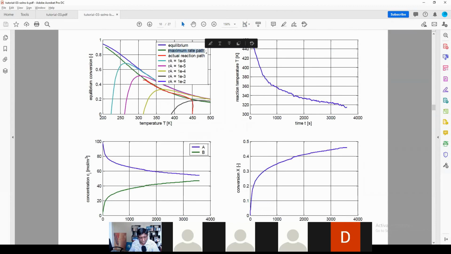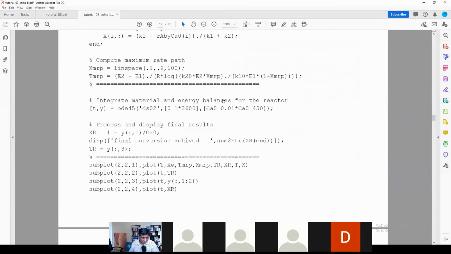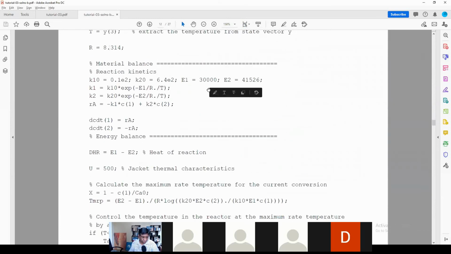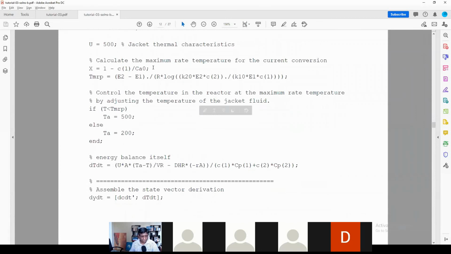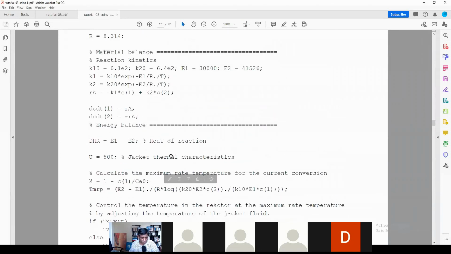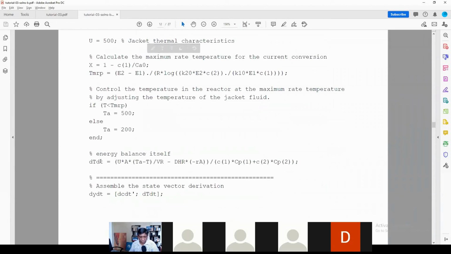So I'm drawing the maximum rate line here, this green line. And you can see my actual reactor line. I get on that line, and then it stays fairly close there. And the way I'm doing that is here. So you will code up your material and energy balances. And here you see in the differential equation, right? If you look at this dC/dt, and there's a dT/dt here also.